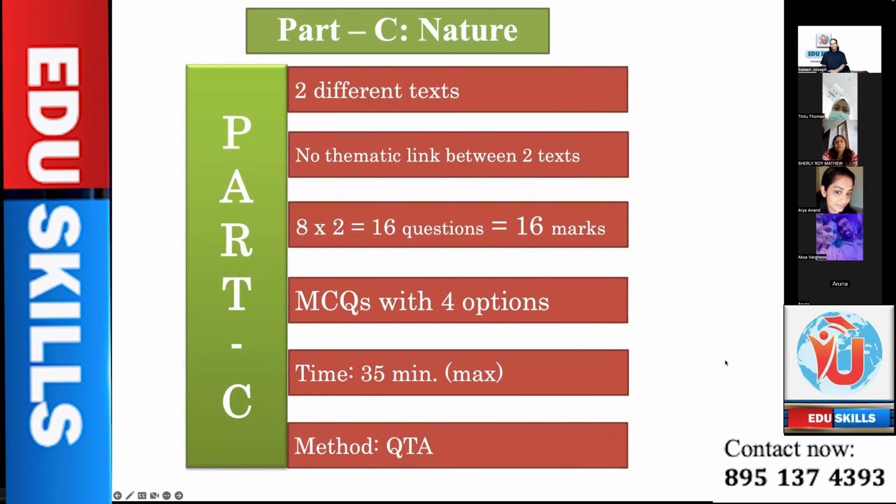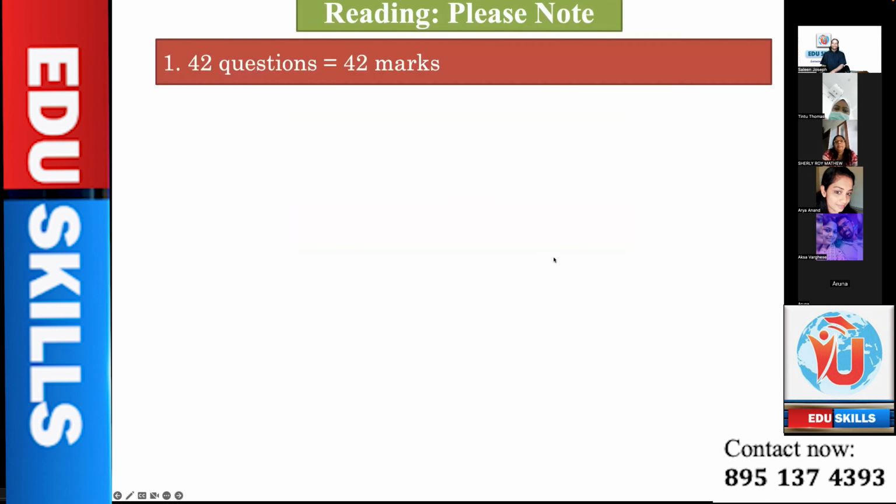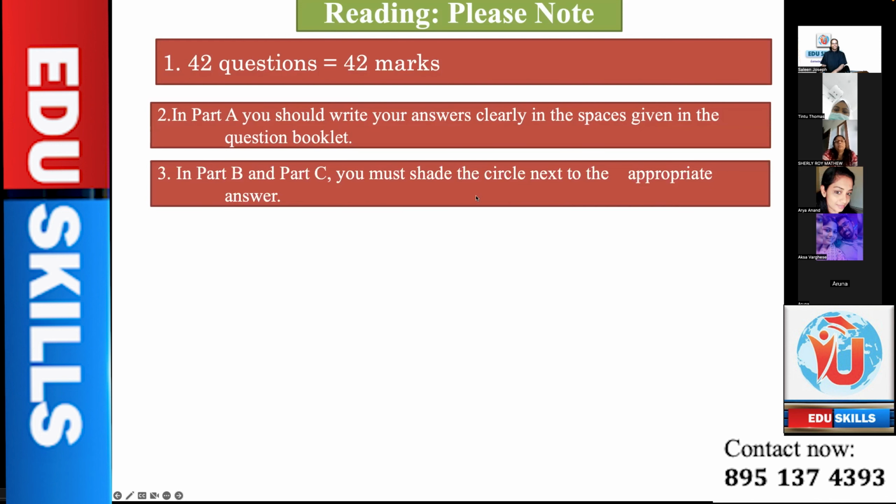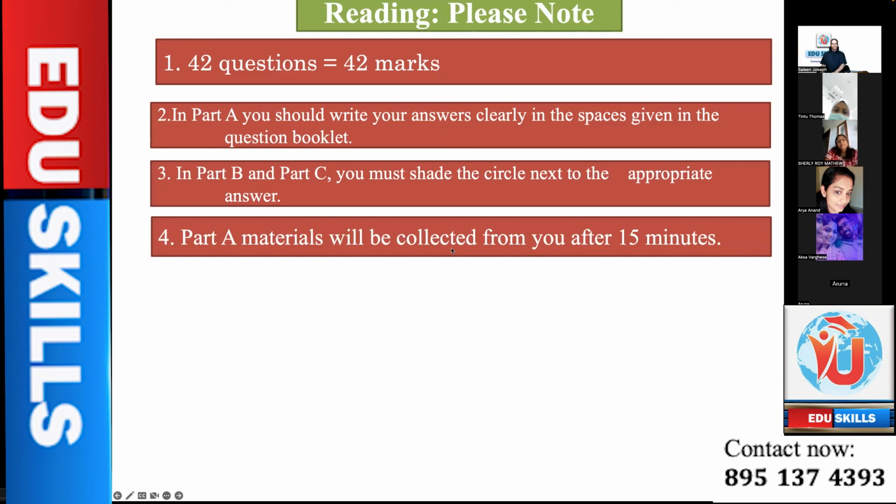The method is QTA, as I explained: question, text, then answer options. I'll explain later why. And for Reading, please note: 42 questions, 42 marks. Point 2: in Part A, you should write your answers clearly in the spaces given in the question booklet. If you write somewhere else, that will not be considered. In Part B and Part C, you must shade the circle next to the appropriate answer. There will be a circle; you have to shade it.